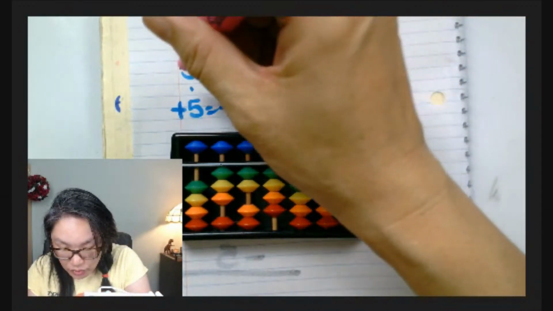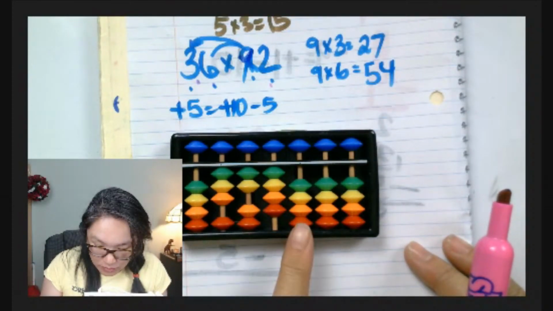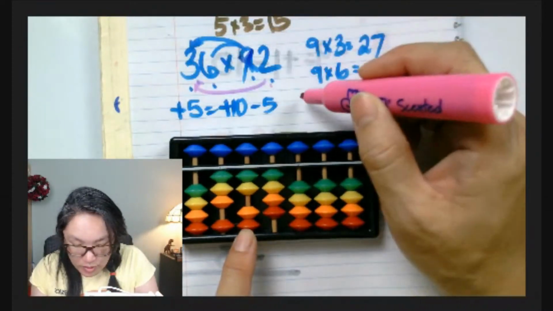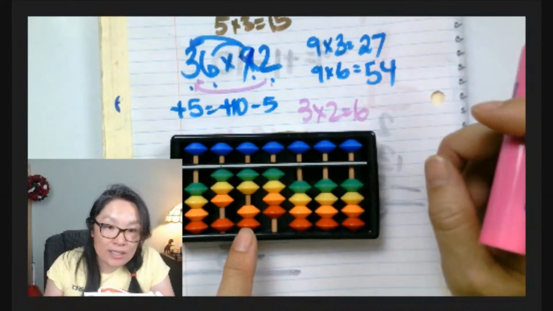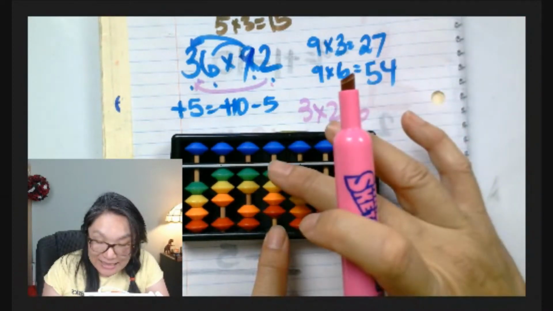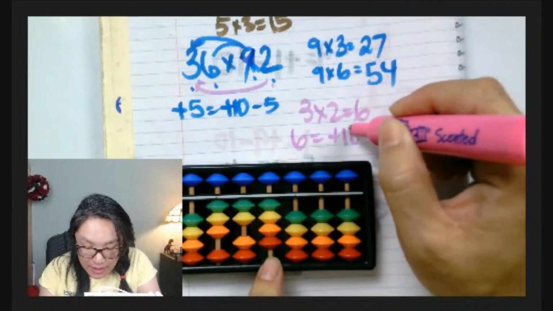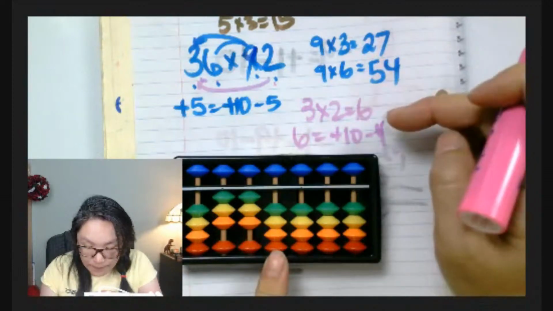1, 2, 3. 1, 2, 3. Oh, I see. So 3 times 2 is equal to 6. 6 is a single digit. So what do I do? I have to go back one column and I add the 6. There's not enough beads to add the 6. To add the 6 is equal to plus the 10 minus the 4. So I'm going to plus the 10 and I take away the 4.